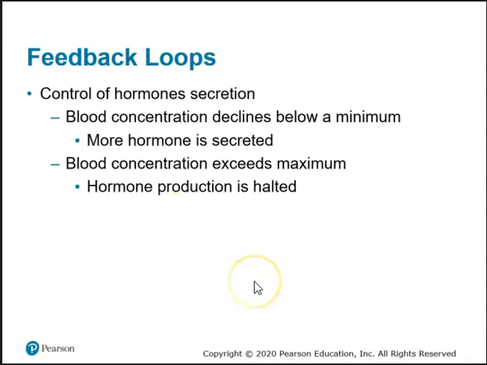So you have a positive feedback mechanism where if you have low levels of a hormone, this will induce the endocrine gland to secrete more hormone. And then you have a negative feedback loop where if there's a high level of hormone, you don't need it anymore. So this high level will basically tell the endocrine gland to stop producing that hormone. So positive feedback and negative feedback loops.